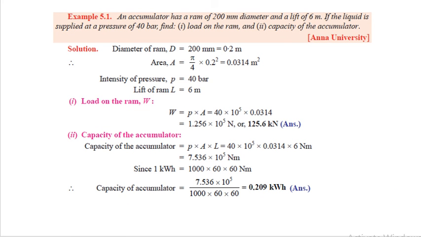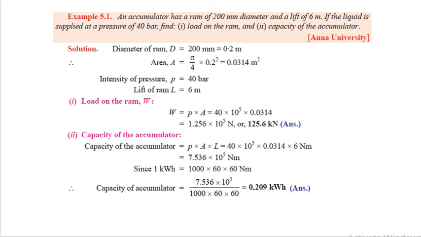We will discuss a question here. An accumulator has a ram of 200 mm diameter and a lift of 6 meter. If the liquid is supplied at a pressure of 40 bar, you have to calculate the load on the ram, and second, the capacity of the accumulator. So it is given that the diameter of the ram is 200 mm. With the help of this diameter, you can calculate area, that is pi by 4 d square. Intensity of pressure is given as 40 bar.